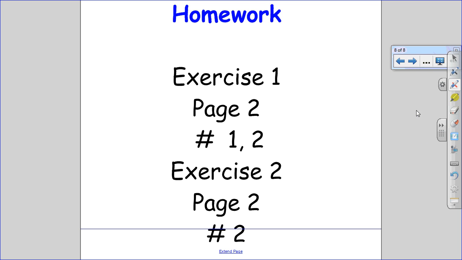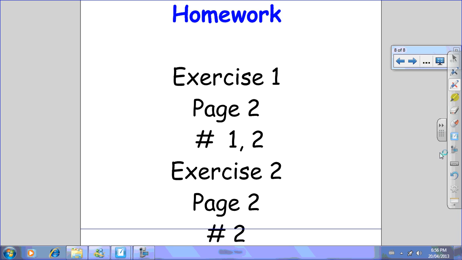And before class tomorrow, I'd like you to have a look or to complete exercise 1, page 2, number 1 and 2, and exercise 2, page 2, number 2.